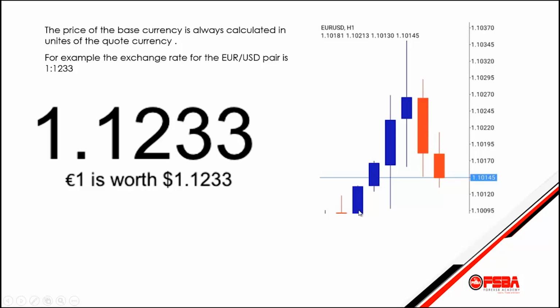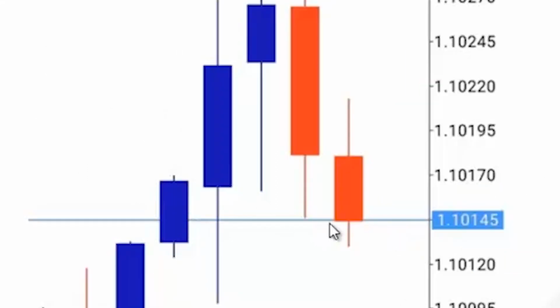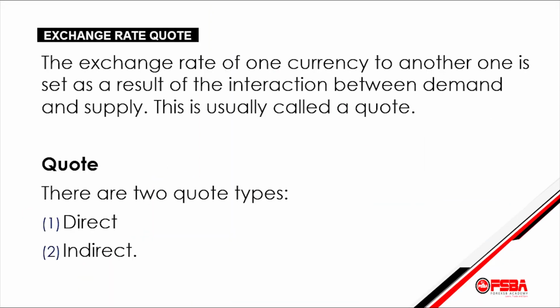So the base currency was the one gaining strength here, while the quote currency, which is the US dollar, is the one losing strength there. So you can see presently the price of EUR/USD is 1.10145. So meaning if I have 1 euro and you have $1.1, you will have to give me your $1.1 in order for you to collect my 1 euro. The exchange rate of one currency to another one is set as a result of the interaction between demand and supply. This is usually called a quote.